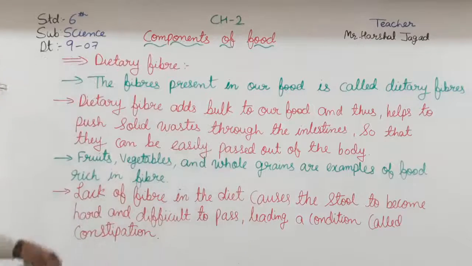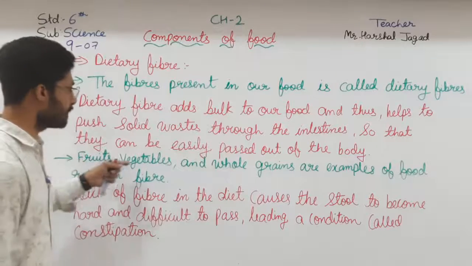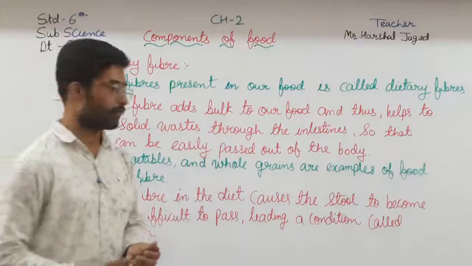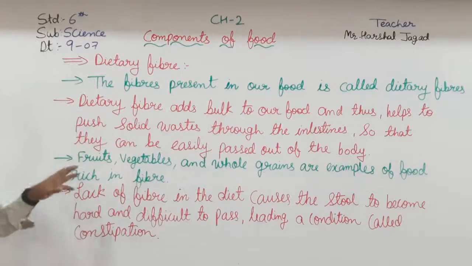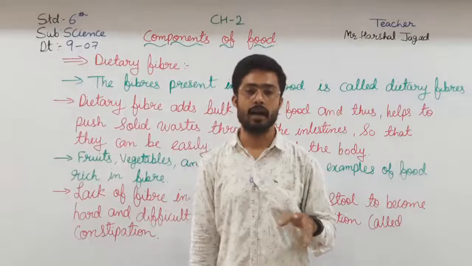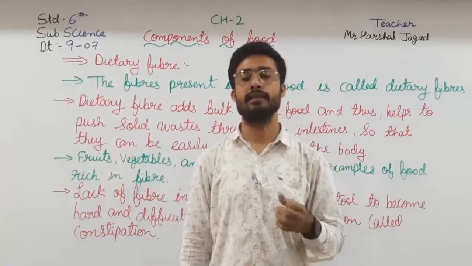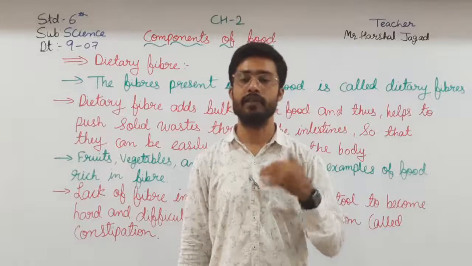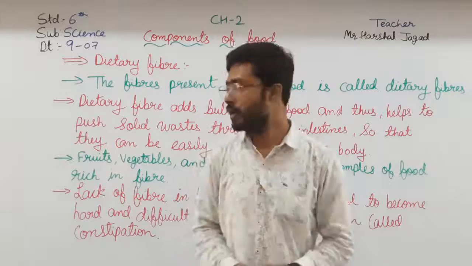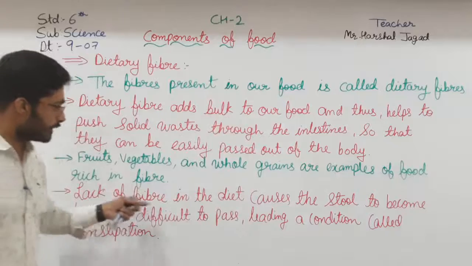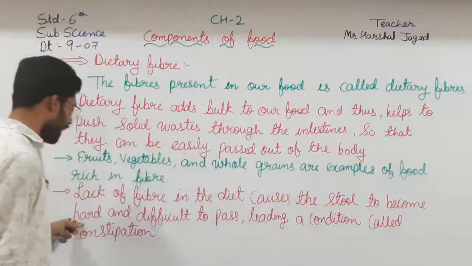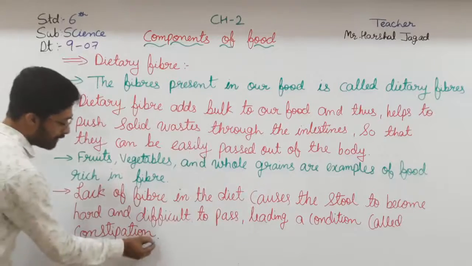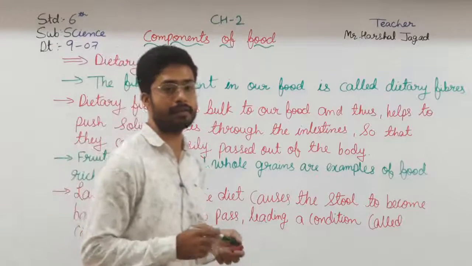Third point, where we get dietary fibers: fruits, vegetables and whole grains are the examples of food rich in fibers. Fourth point, if there are not enough fibers in our body, constipation happens. If you start eating fiber-rich food again, the constipation will go. Lack of fiber in the diet causes the stool to become hard and difficult to pass, leading to a condition called constipation. If asked what constipation is, you have to write this definition.